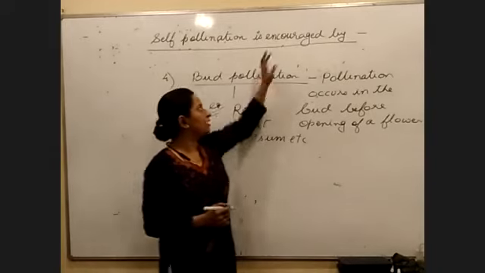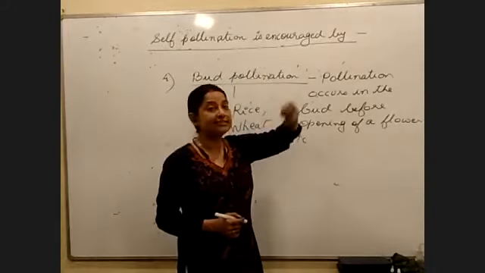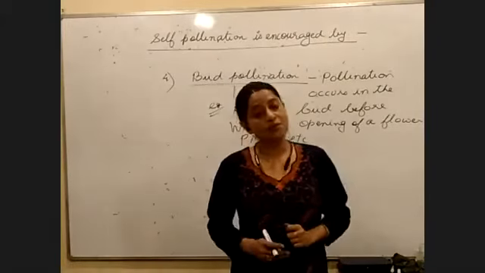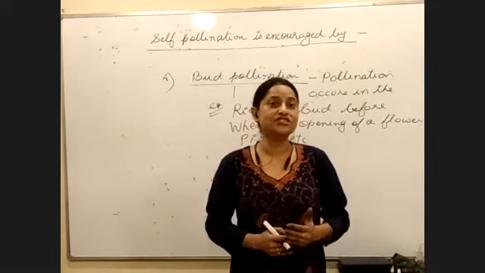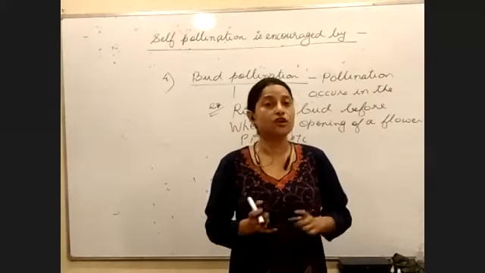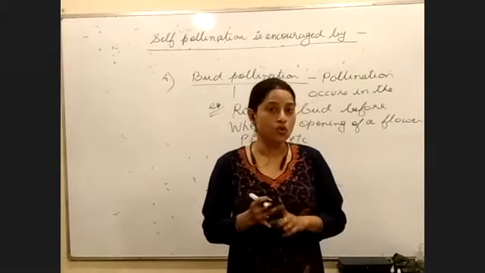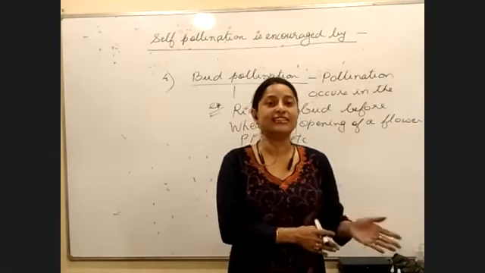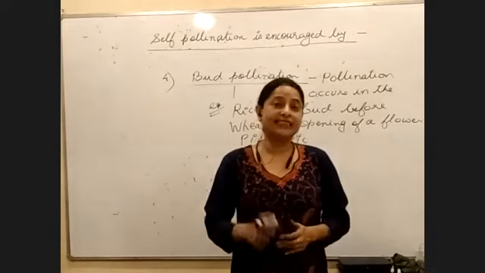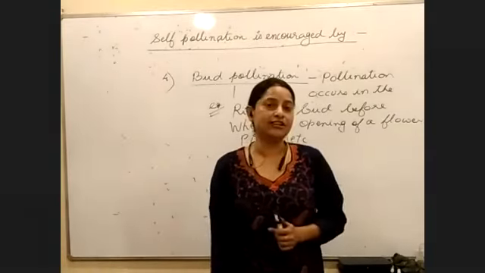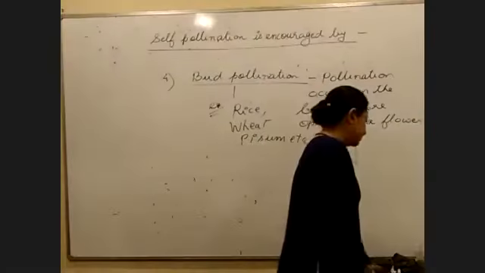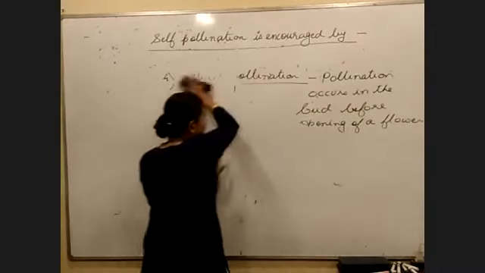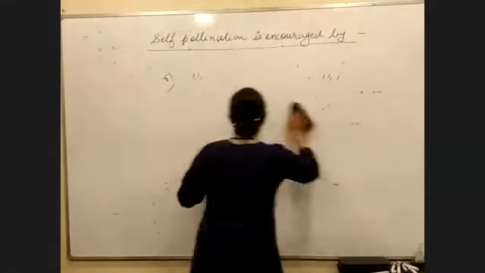So up till here, we have discussed certain factors that encourage self-pollination. If a plant has to undergo self-pollination, then it should have certain conditions. What are the conditions that we have studied? We have talked about bisexuality, homogamy, cleistogamy, and bud pollination. If these four conditions are present, then obviously the plant will undergo self-pollination. Clear? Yes, ma'am. Next, we have to talk about the factors that encourage cross-pollination.